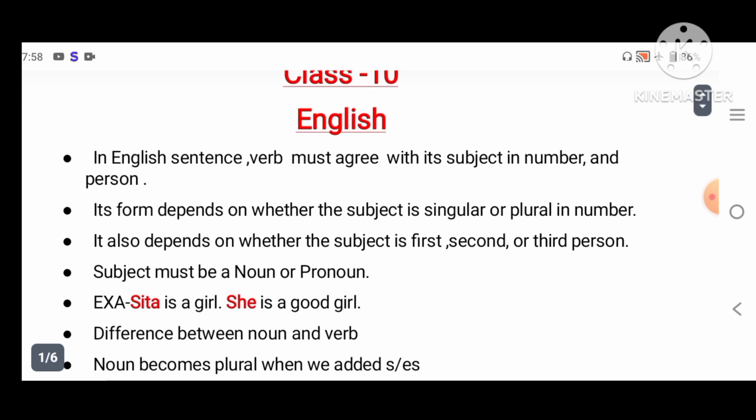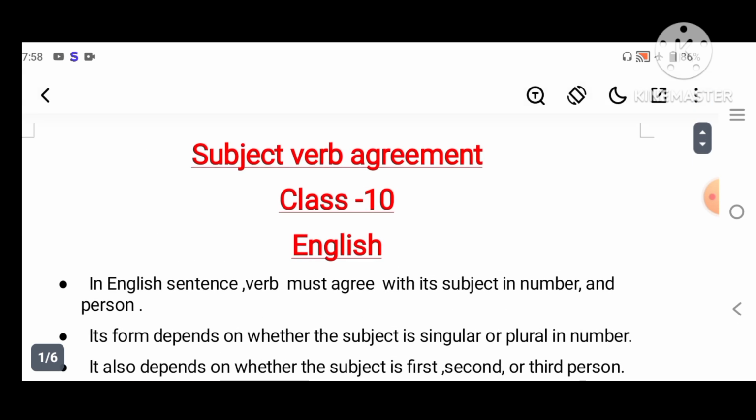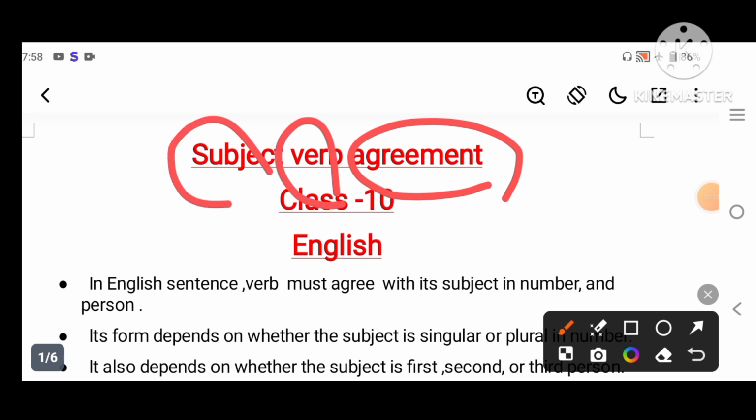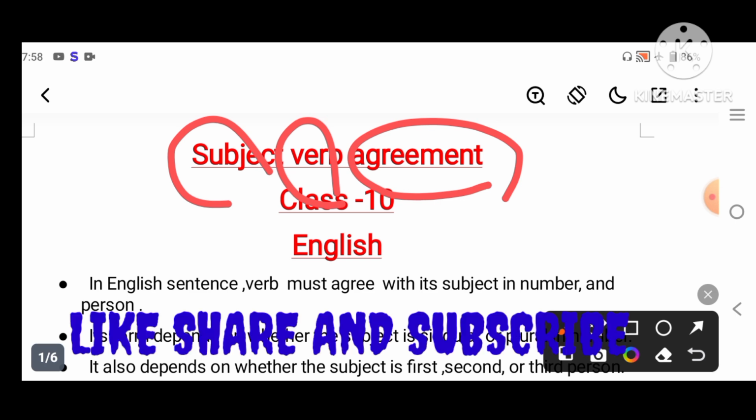Okay, so my dear students, first we will understand the meaning of this line: subject verb agreement. So the simple meaning is the agreement between subject and verb. There are some rules for how the subject and verb agree, and that is called subject verb agreement.